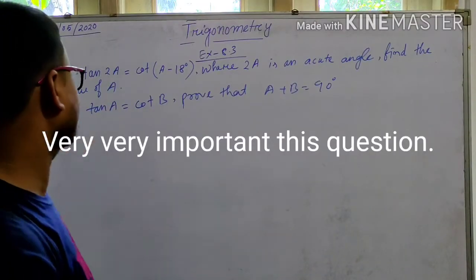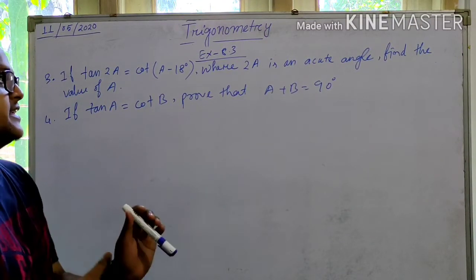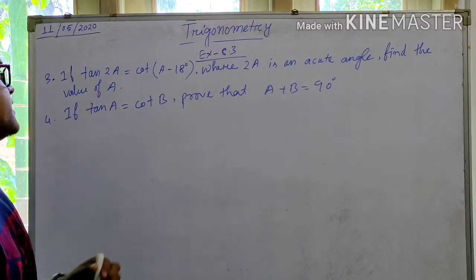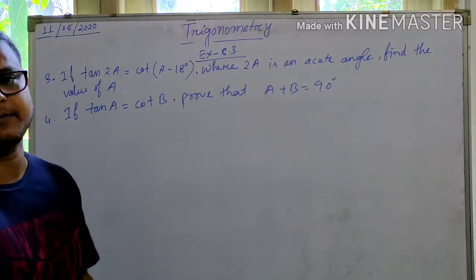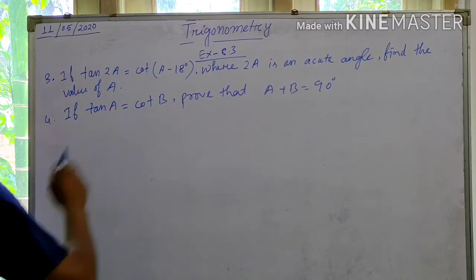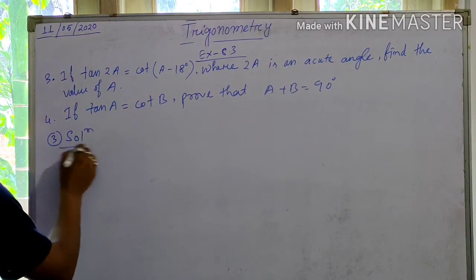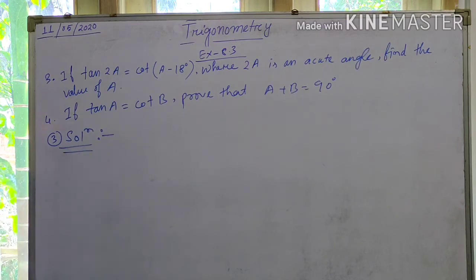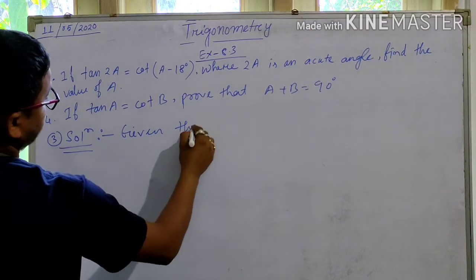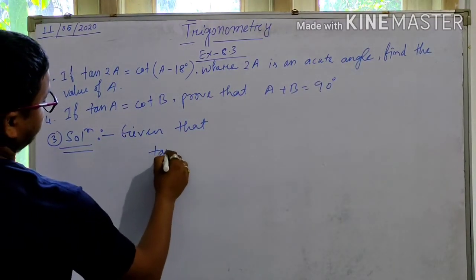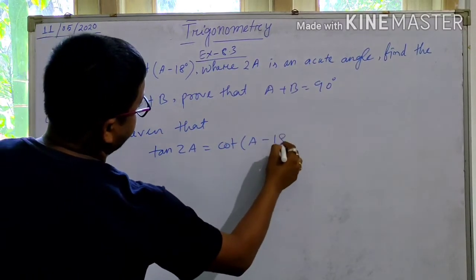Question number 3. If tan twice A equal to cot A minus 18, where twice A is an acute angle, find the value of A. Another question I will also take: if tan A equal to cot B, prove that A plus B equal to 90. So question number 3, how do we solve this? Let's see. Here it is given that tan twice A is equal to cot A minus 18.